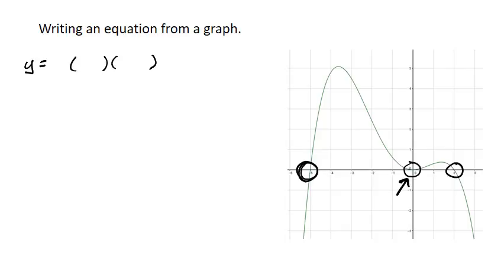Now we've got negative 5 to deal with. That comes from an x plus 5, because a negative 5 would make that 0. And then the 2 here comes from an x minus 2, because a 2 in here for x would make that 0. Now, we're actually not done. There's one other small, interesting piece to this that we need to consider.